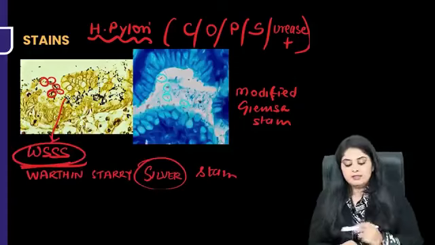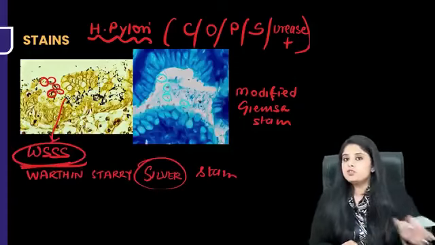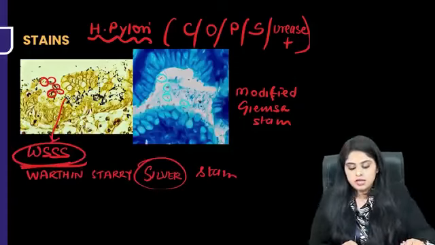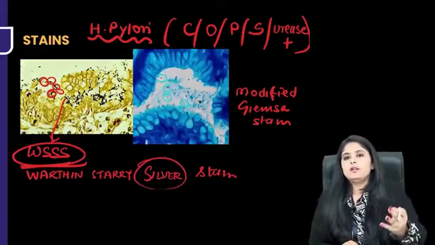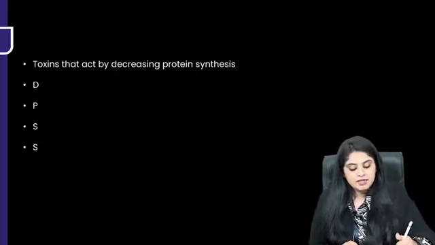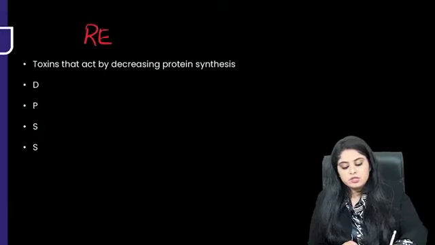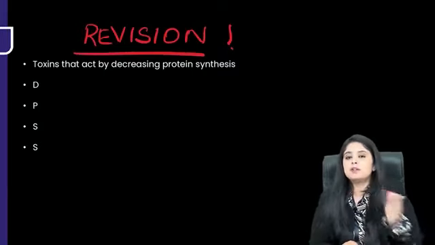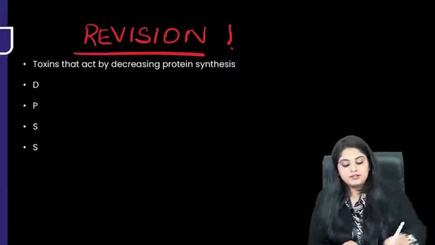With that, the bacteria also come to an end. But before I finish off your bacteriology rapid revision, I want to quickly make you revise 3 tables of all the toxins. Tell me guys, which are the toxins? Quick revision. Which are the toxins which are gonna act by decreasing the protein synthesis? Rapid revision ka bhi ultra rapid in 2 seconds.